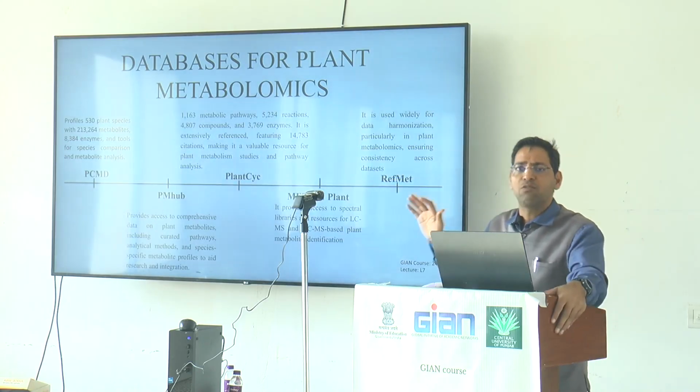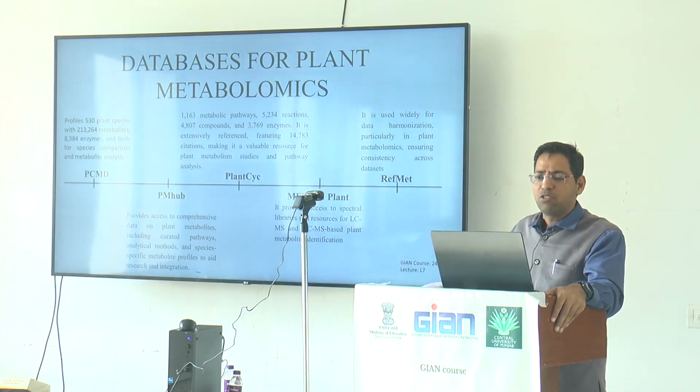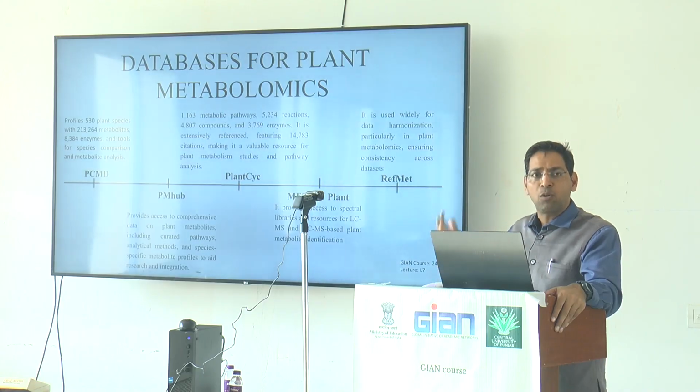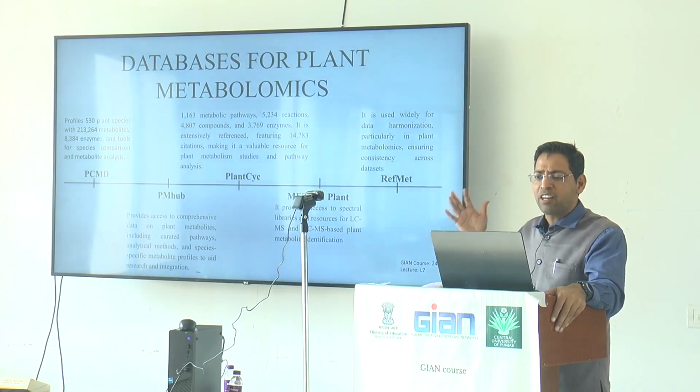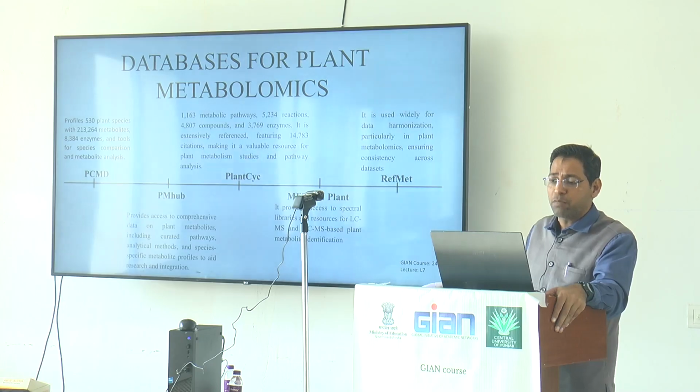So it has 1,000 metabolites, 5,000 reactions, approximately 5,000 compounds, 4,000 enzymes, and is extensively referred to with 15,000 citations. Try to understand the strength of PlantCyc basically.